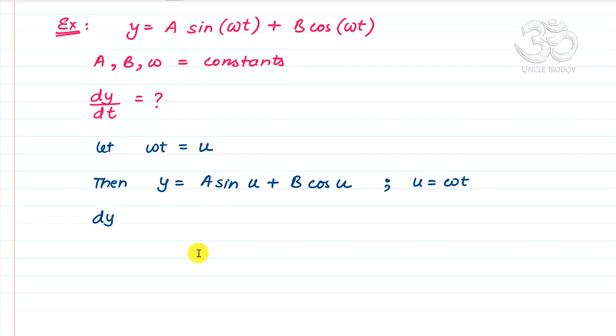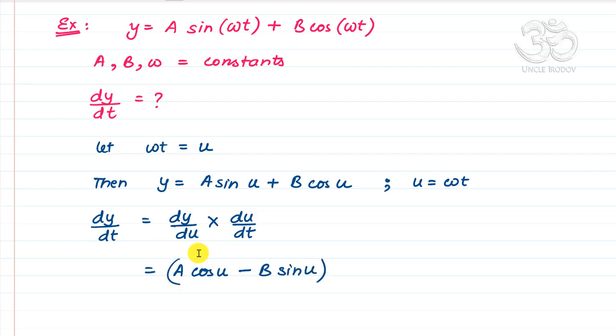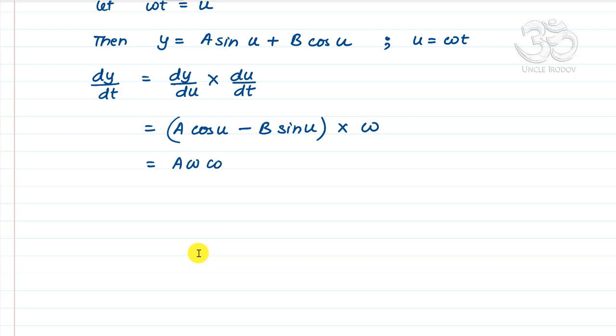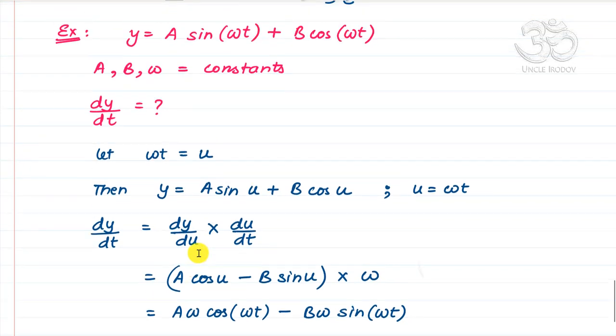Right, so dy by dt is what you want, and that is dy by du, because y is now a function of u, multiplied by du by dt. And dy by du will give you a cos u minus b sine u, and all that multiplied by du by dt, which is omega. So the final answer will be a omega cos omega t minus b omega sine omega t. Right, fine, you've got a hang of it.